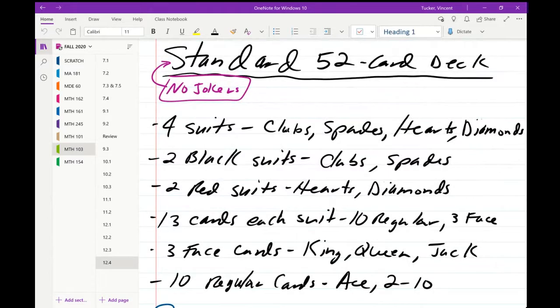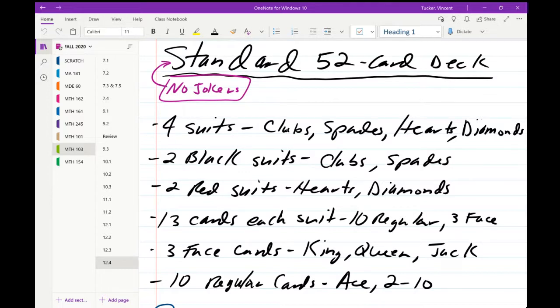All right, so before we go to the first example, I want to make sure we establish what it means when it says standard 52 card deck. When it says standard, it means no jokers. So in a standard 52 card deck, there are 4 suits: clubs, spades, hearts, and diamonds. 2 black suits, clubs and spades, and 2 red suits, hearts and diamonds.